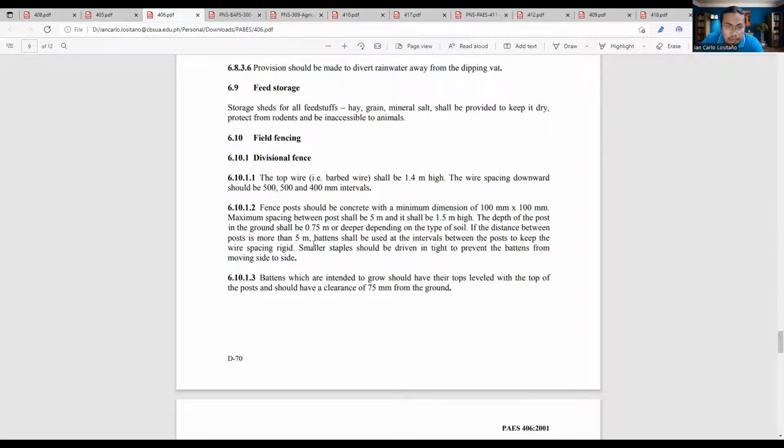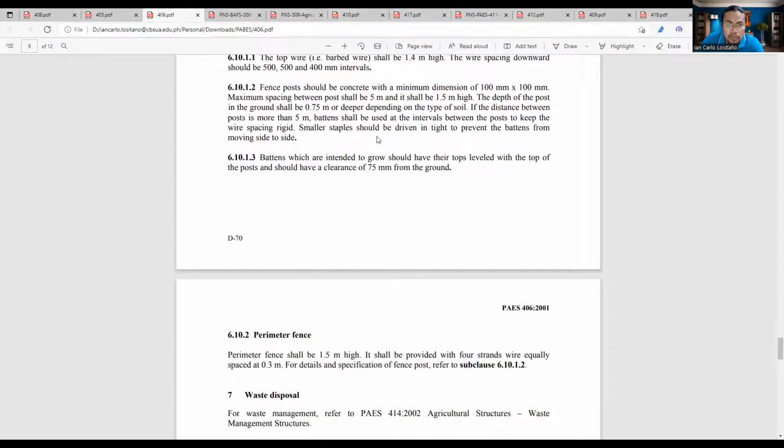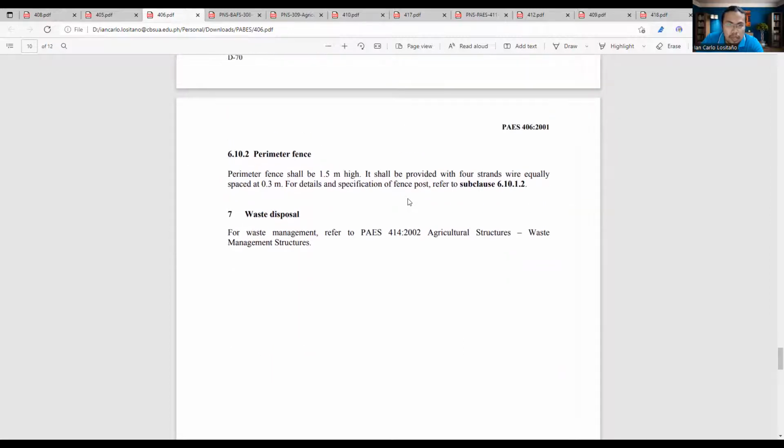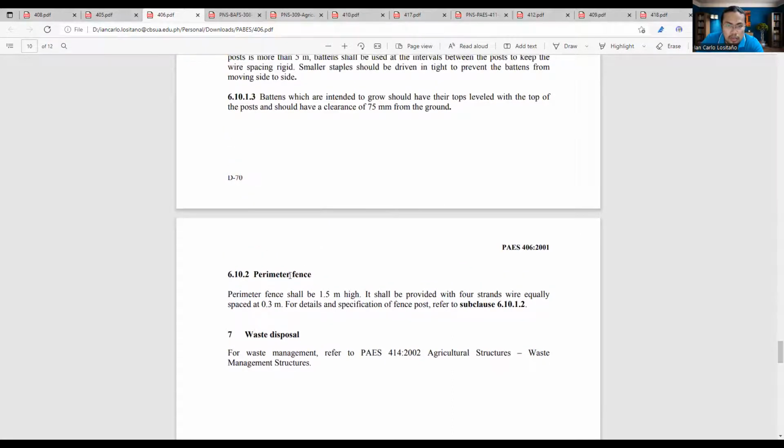If the distance between the posts is more than 5 meters, battens shall be used at intervals between the posts to keep the wire spacing rigid. Smaller staples should be driven in tight to prevent the battens from moving side to side. Battens should have their tops level with the top of the posts and should have a clearance of 75 millimeters from the ground. And again, the waste disposal should follow the PAS 414.